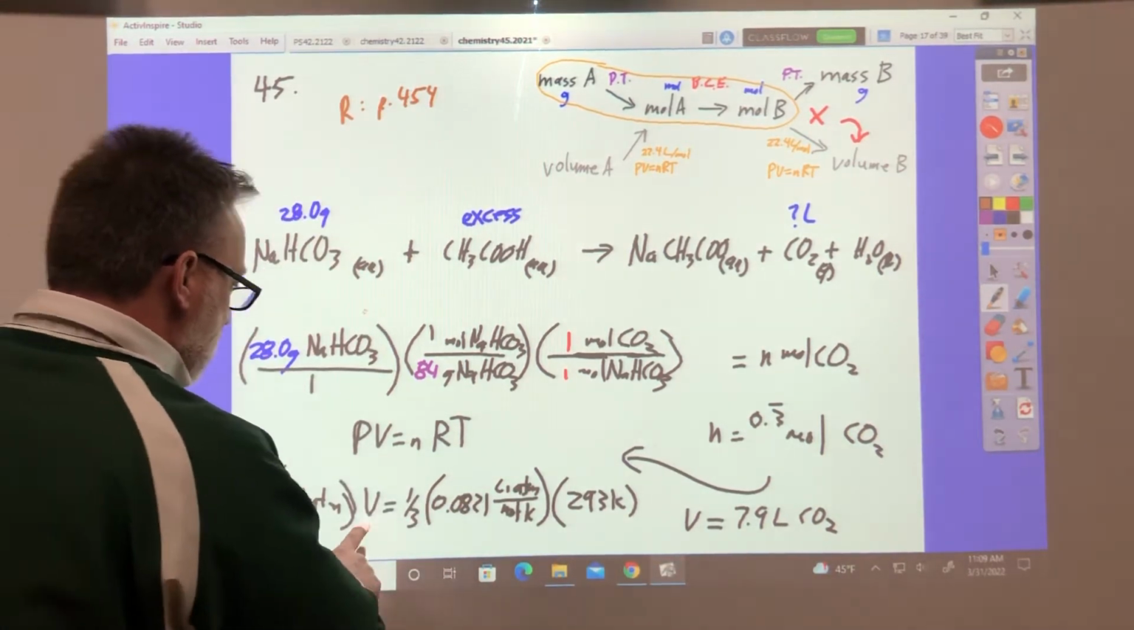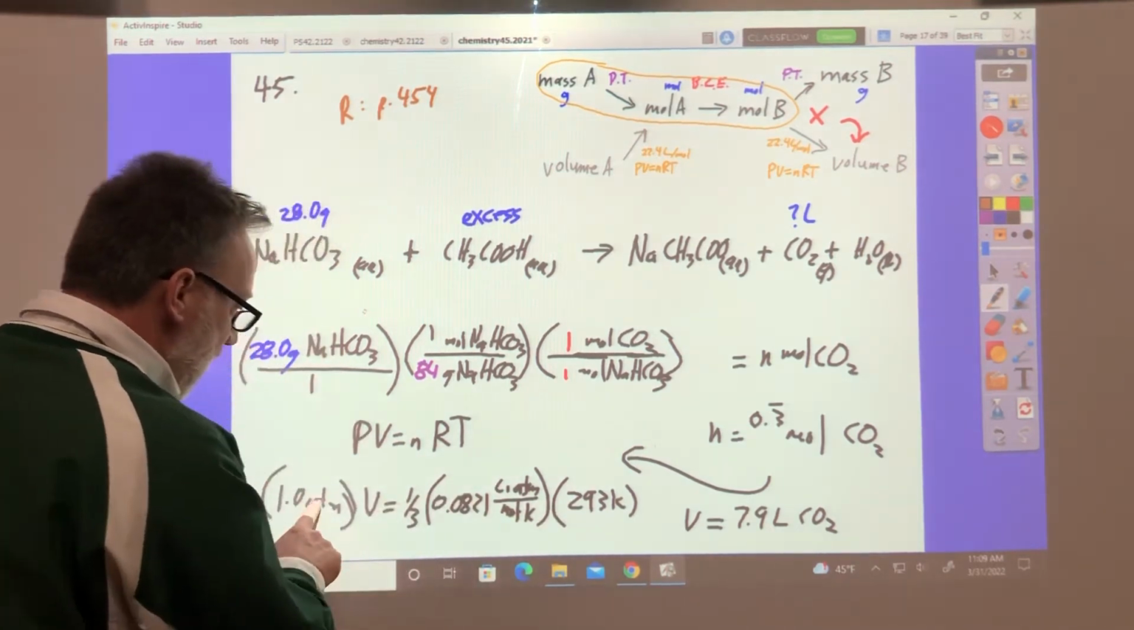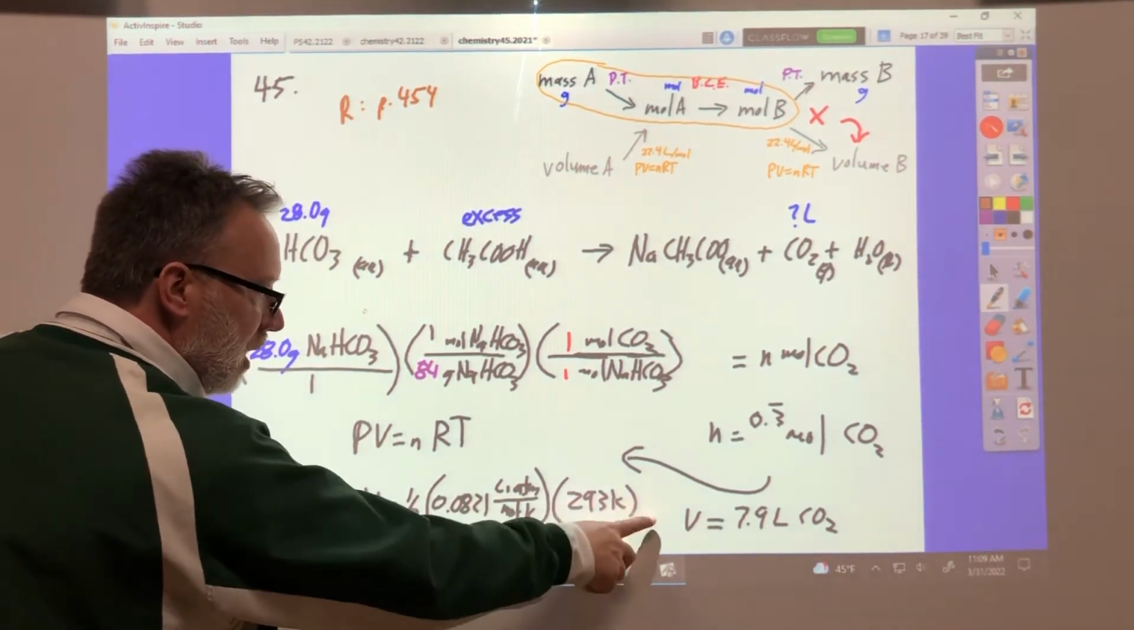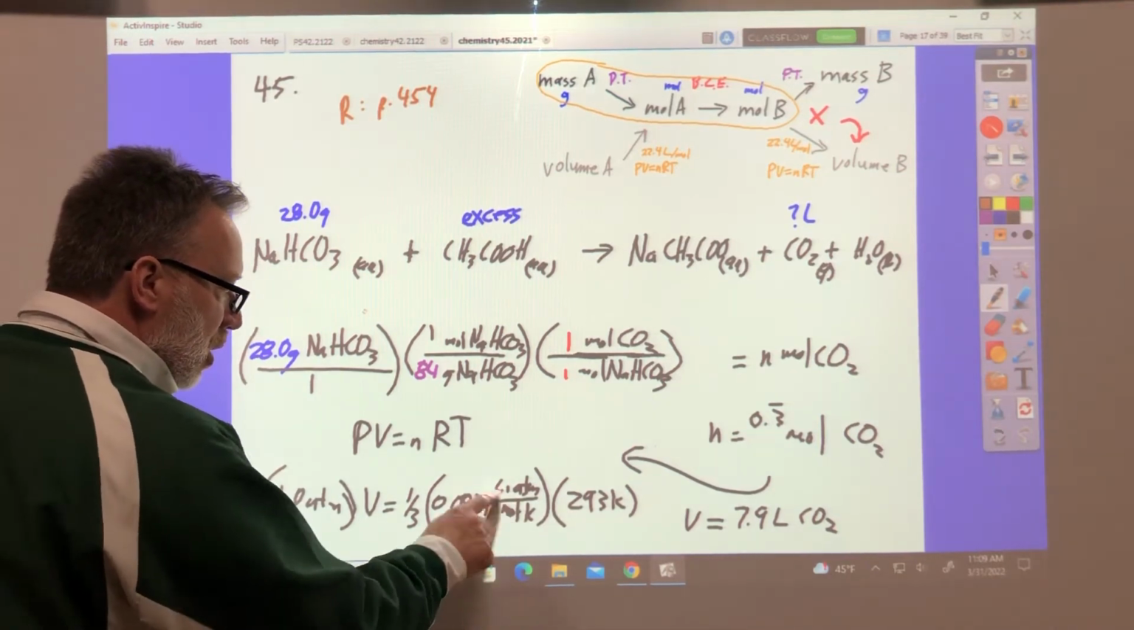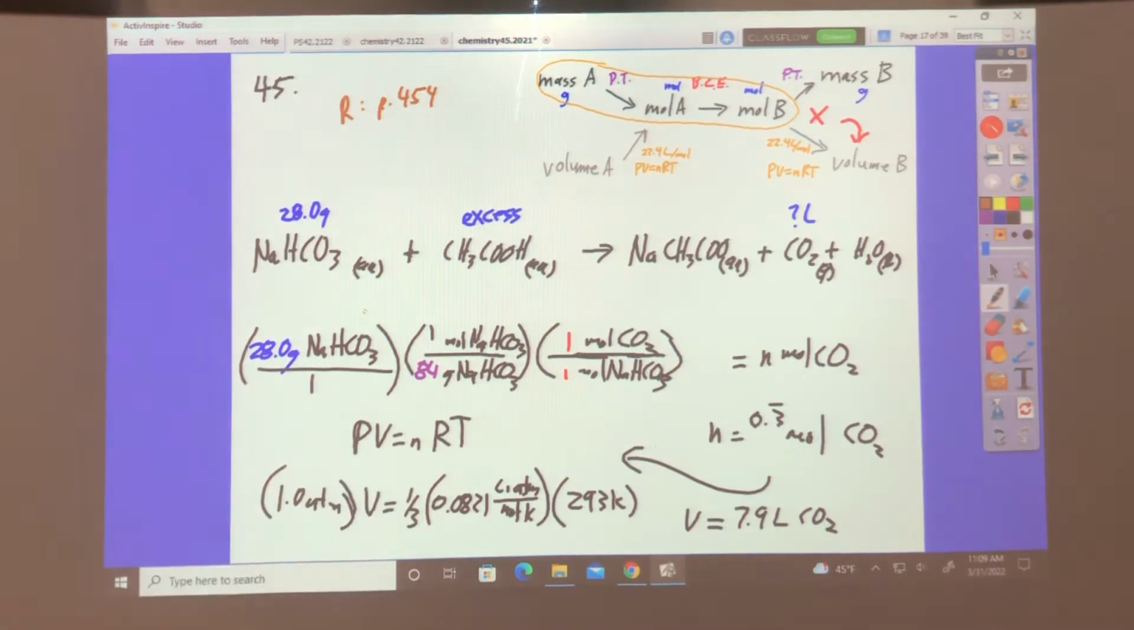Now, you've got to solve for V, so it's a third times this, divided by 1. All the units cancel. Atmospheres is on the bottom. It cancels. Kelvin cancels. Mole cancels. There should be a mole written in here, and there's not. V comes out 7.9 liters. Let's go to the next one. 46. Explain, when fluorine gas combines with water vapor, the following reaction occurs.